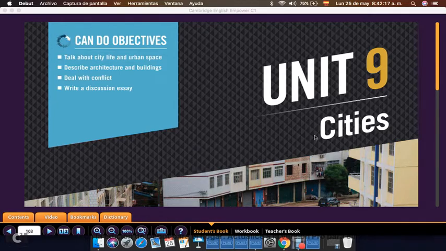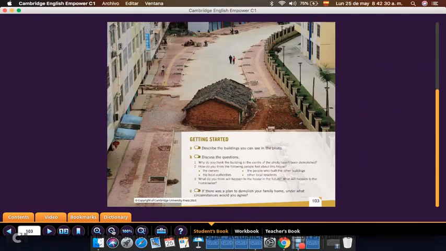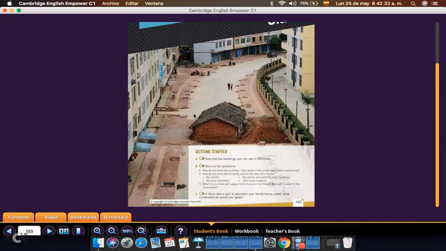Okay, here on this page, on page 103, you have all your can-do objectives and your discussion questions right here. So what you need to do is just look at the picture on this page and observe it carefully so you can answer these discussion questions and make a description of the buildings that you can see in the photos. That's on page 103.